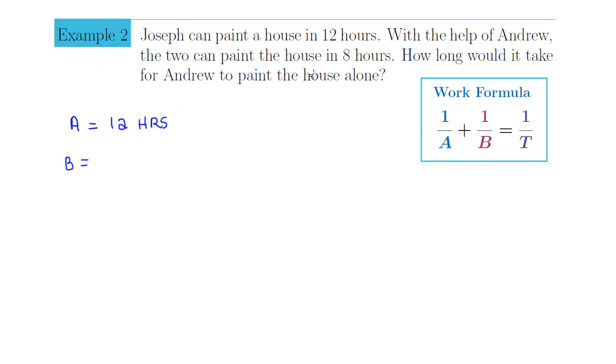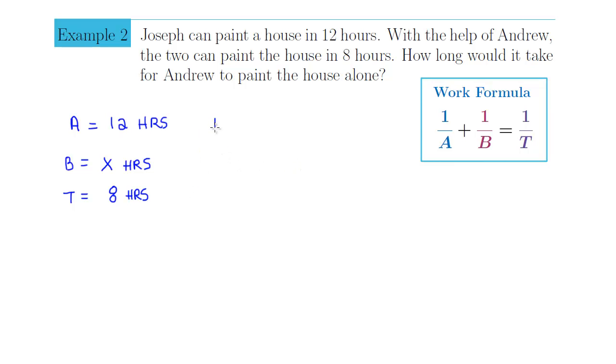B is the amount of time it takes for Andrew to paint the house alone. But notice this time, unlike our first example, we're not told how long it would take Andrew to work alone. So that's where our unknown is this time. Andrew, we don't know, but we will assign it X hours. Finally, T is the amount of time it takes for the two to paint the house together. And we are told that that's 8. So for this equation, we have that A is 12, B is X, and T is 8.